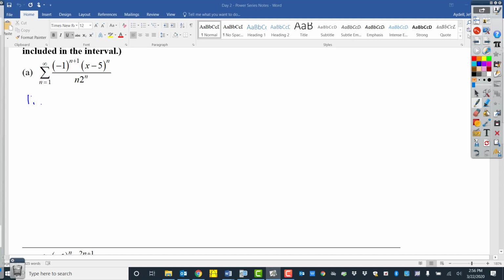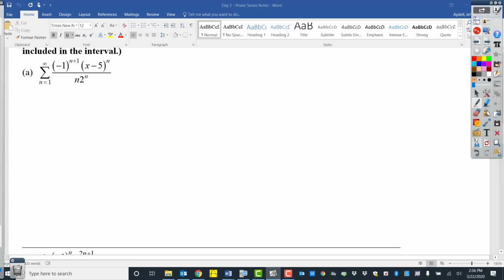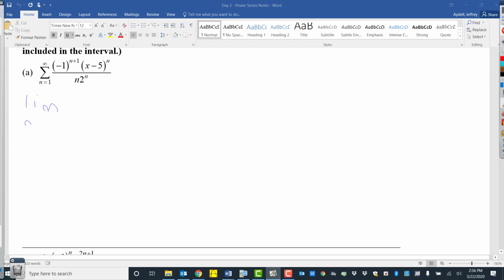So limit as n approaches infinity, absolute value of -1 to the n plus 1 plus 1. This is where my handwriting is going to be really problematic here. Let me try and fix that. Let's see if I make it thinner, if that will help. Limit as n approaches infinity. I might just have to write big.